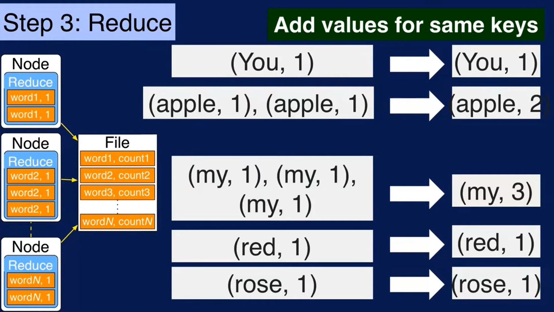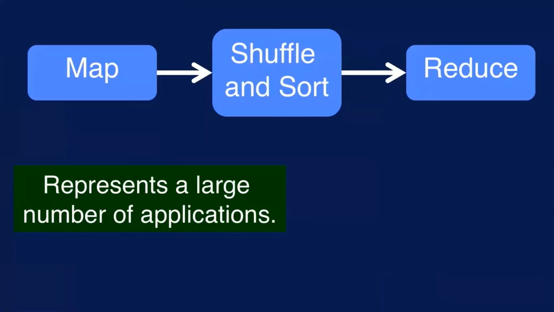If we look back to our word count example, we see there were 3 distinct steps, namely the map step, the shuffle and sort step, and the reduce step. Although word count is a pretty simple example, it represents a large number of applications to which these 3 steps can be applied in order to achieve data parallel scalability.